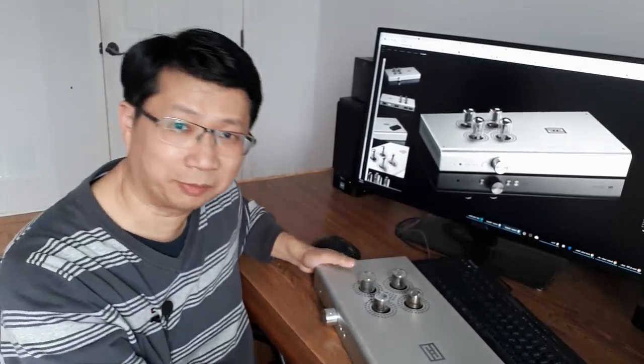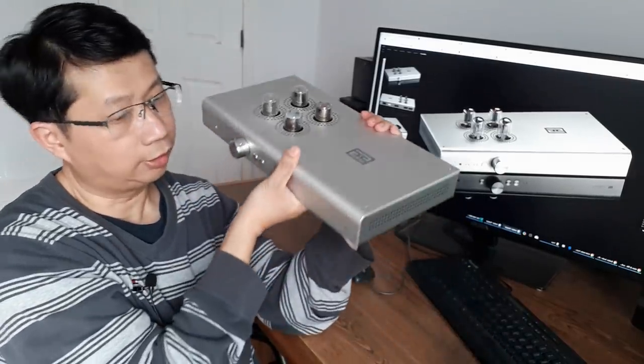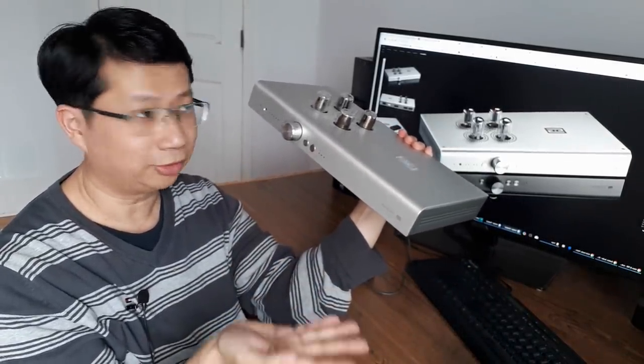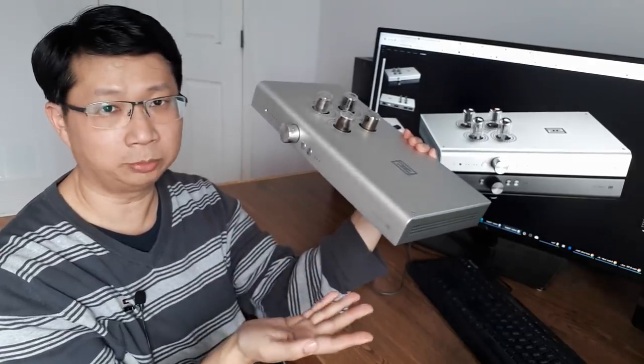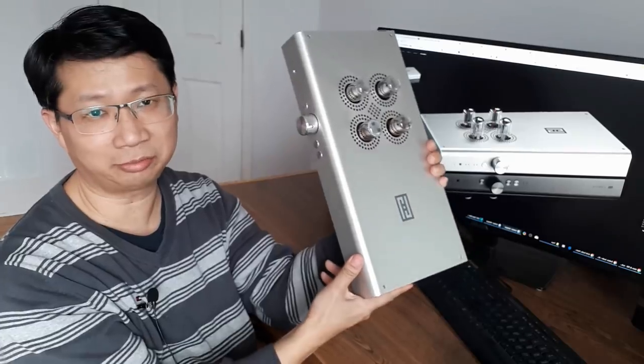So today I am going to talk about the Schiit Freya tube preamp. I call it a tube preamp even though you can run it in passive mode or JFET mode, because I only run it in tube mode. I mean, why would you use it in any other mode if you got something like this?